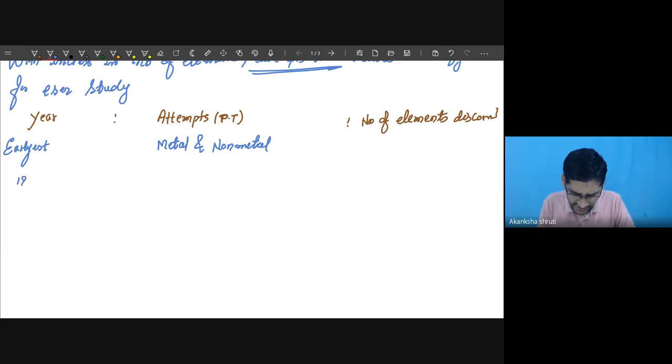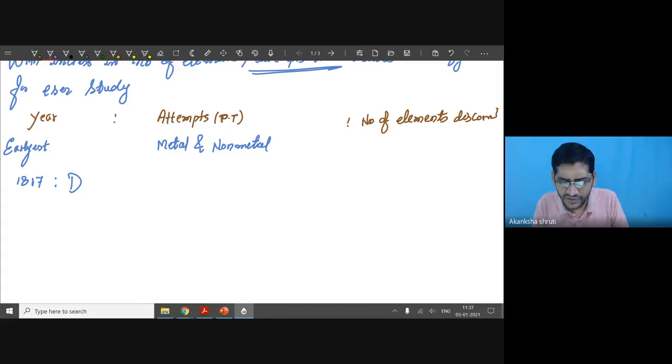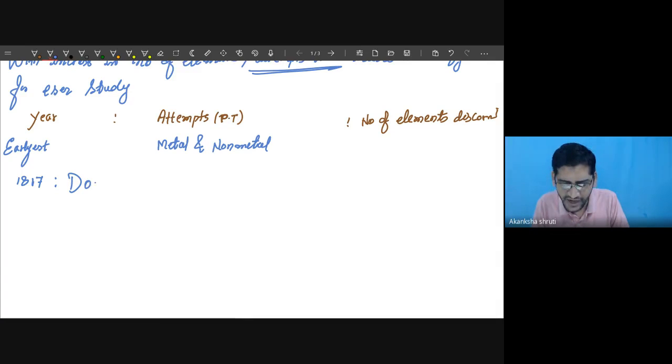In 1817, Dobereiner gave the idea of the triad: three elements can be grouped together, their characteristics match, and they follow one mathematical relation, that the atomic mass of the middle one is the average of the masses of the other two, the first and third in that triad. That classification is called Dobereiner's triad. You have to understand the name and just keep it in mind.